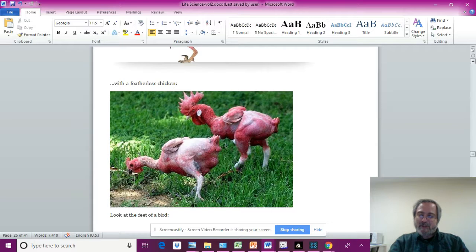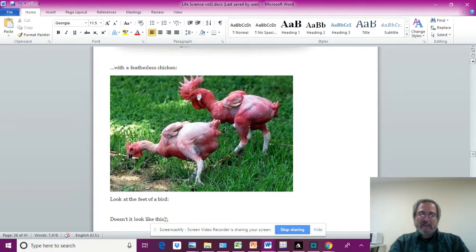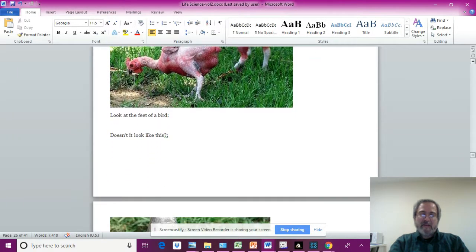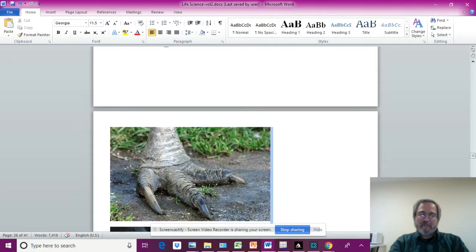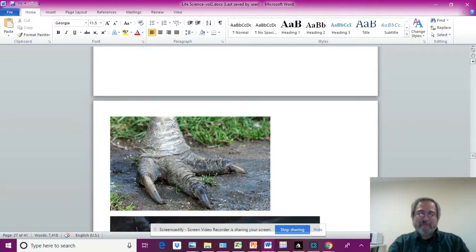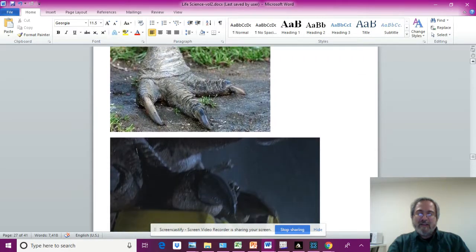Looks really similar, doesn't it? Now let's take a look at the feet of a bird. If you did not notice the scale here, it could be any kind of bird. This is a foot of a bird. Could also be a foot of a T-Rex. And here's another, it's not a good photo, but you can see the claws here and so forth.